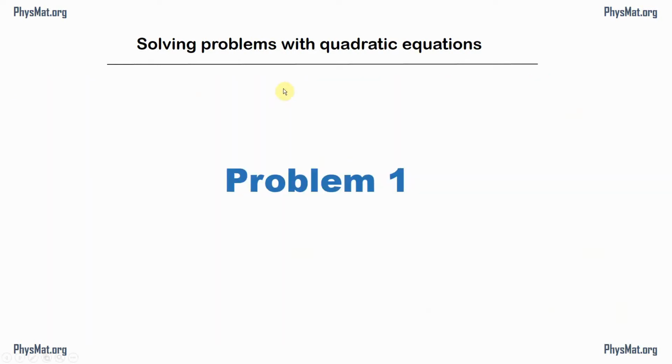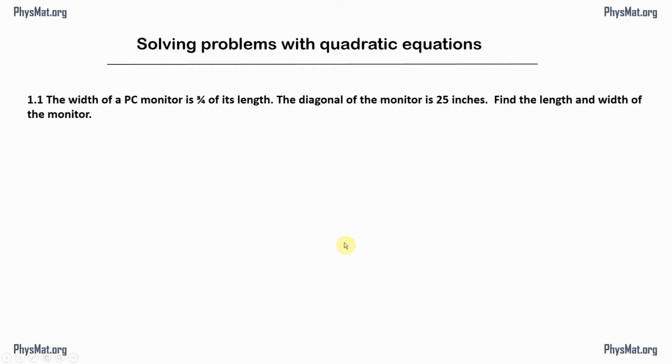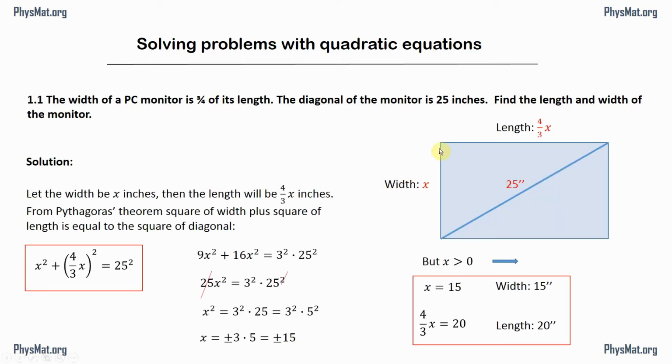We'll start with problem number 1, which is the simplest one. It says that the width of a PC monitor is 3/4 of its length, and the diagonal of the monitor is 25 inches, and we need to find the length and width of the monitor. In problems, it's always important to make drawings whenever possible to understand what is going on. If we make a drawing and denote the width of the monitor with x, then the length of the monitor will be 4/3 of x, and the diagonal is 25 inches.